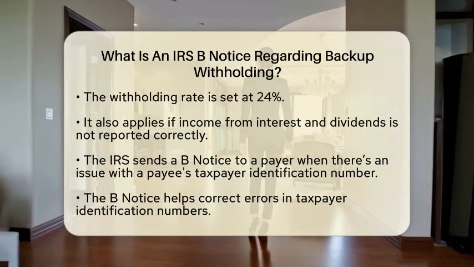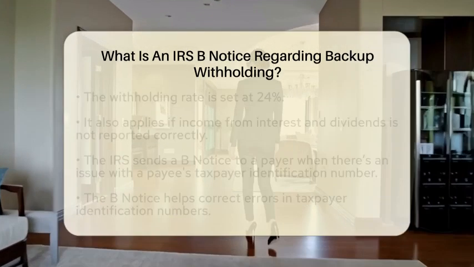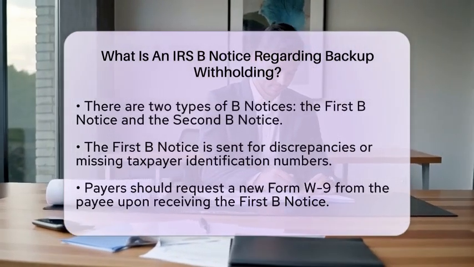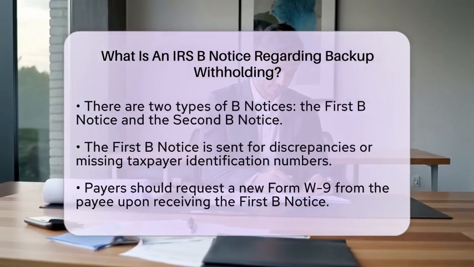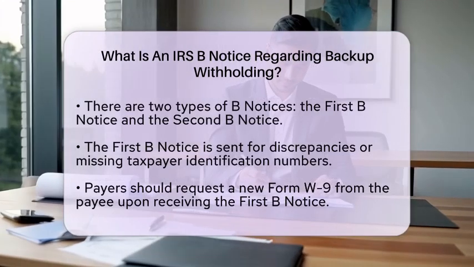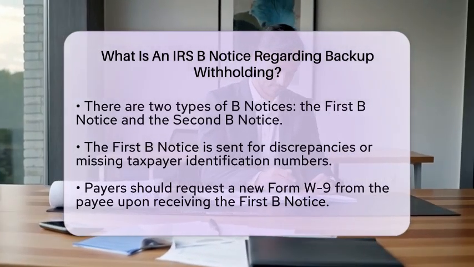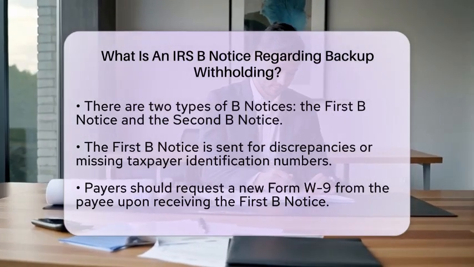There are two types of B notices that you should know about: the first B notice and the second B notice. The first B notice is sent when the IRS identifies a discrepancy or a missing taxpayer identification number. When a payer receives this notice, they should request a new Form W-9 from the payee to correct the issue. It is important to act quickly to resolve this.